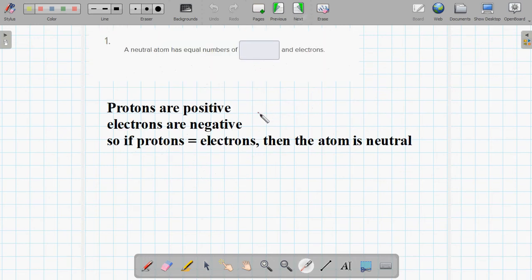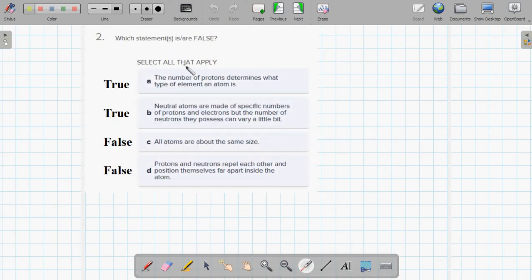All right. Remember that protons are positive, electrons are negative. So if protons equal electrons, then the atom is neutral. It has no charge. Now, if it loses electrons, it becomes positive. If it gains electrons, it becomes negative. Protons don't change. So these two are true.